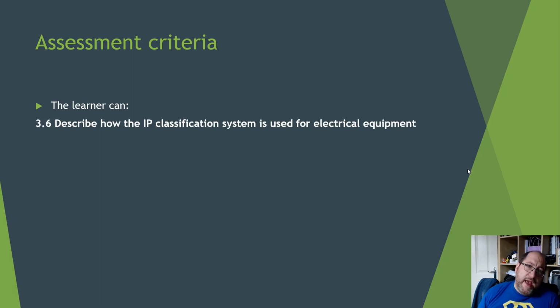3.6. The learner can understand how the IP classification system is used for electrical equipment. Now this, from your knowledge of the wiring regulations, should be fairly self-explanatory. We know about IP ratings. We have the first value for the solid ingress. We have the second value for the moisture ingress. We have obviously other grades like IPXXB for the finger barrier with the two knuckles, 80mm penetration. We have IPXXD.